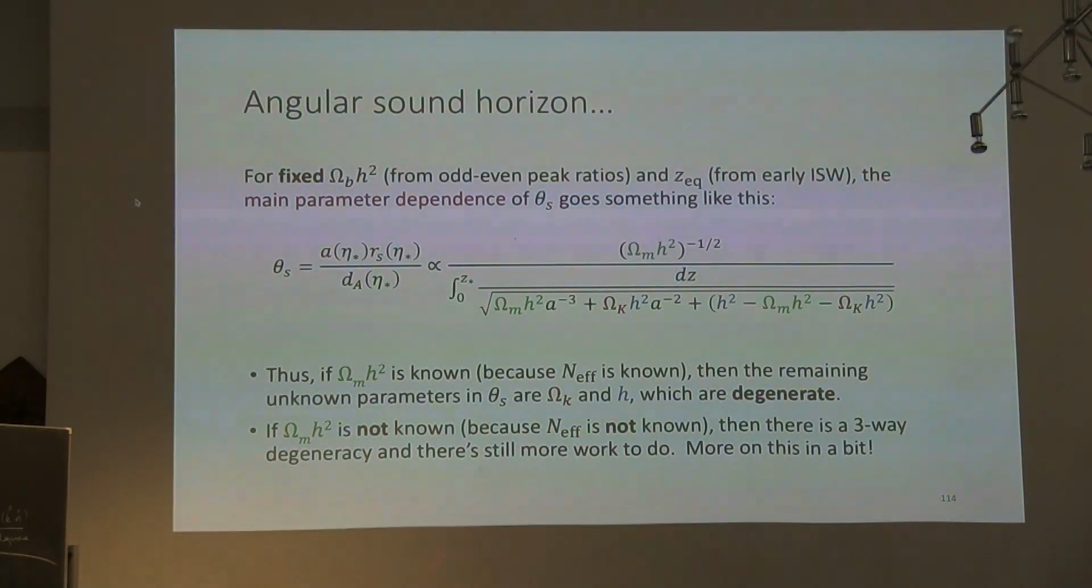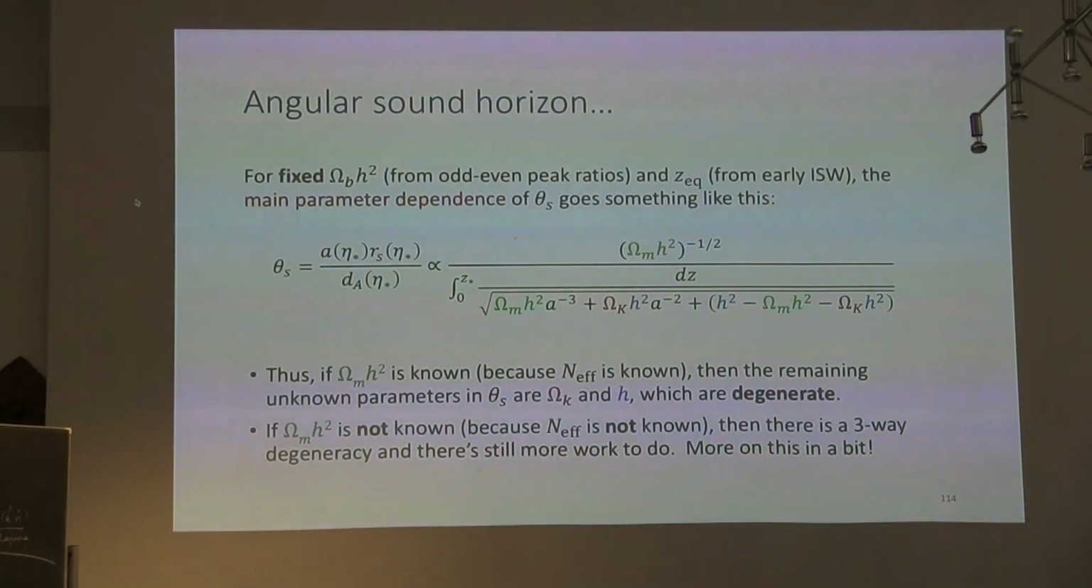Now, if I didn't know what the radiation content is, if I didn't know N effective, then again the story is inconclusive because I don't have a measurement of omega m. In fact, I end up having a more complicated 3-way degeneracy, and there's still some more work to do, but I can say more about that later. But let's just stick with the first case where N effective is known, and you have a measurement of omega m h squared.